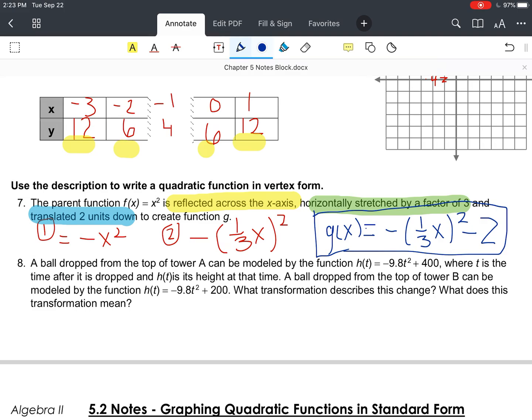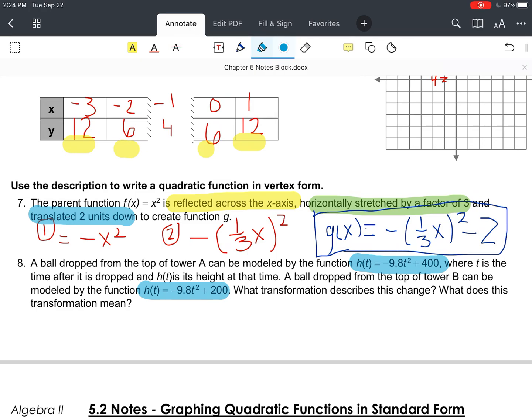Last question, a ball dropped from a tower can be modeled by the function h of t equals negative 9.8 t squared plus 400, where t is the time after the ball is dropped and h of t is the height at that time. A ball dropped from tower B can be modeled by the function negative 9.8 t squared plus 200. What transformation describes this change? What does that mean? So let's compare my 2 functions. I have negative 9.8 t squared plus 400 and negative 9.8 t squared plus 200.